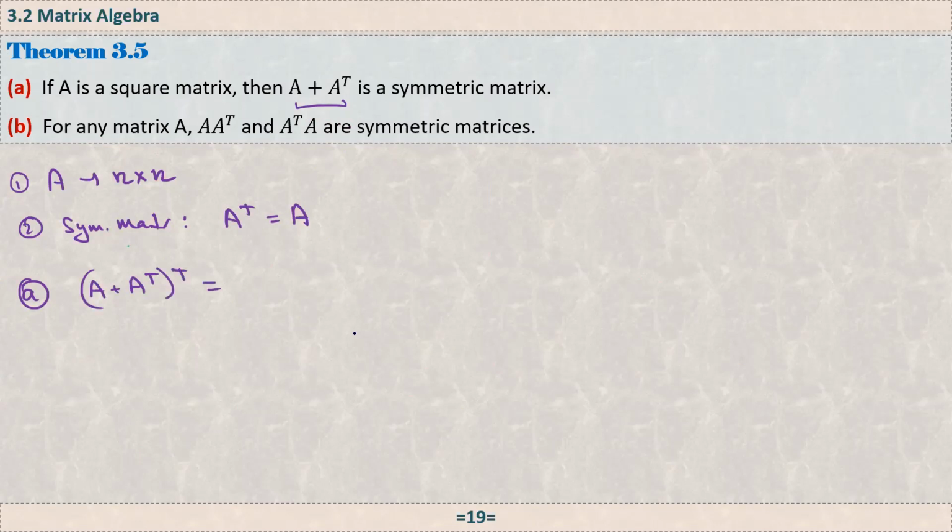If you transpose this matrix by using the definition, that's just equal to A transpose plus the transpose of A transpose, because the transpose of A plus B equals A transpose plus B transpose. So here we have A transpose, and here we have the transpose of the transpose. That's equal to A transpose plus A, which is equal to A plus A transpose. So that means that it is symmetric.